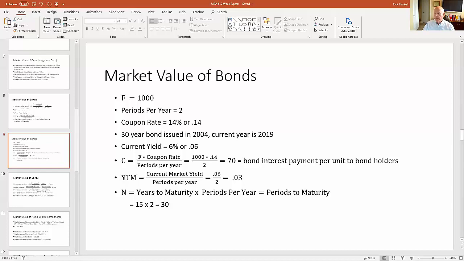Our yield to maturity, which remember is the current yield divided by the periods per year, so 0.06, not 6%, not 14%, but 0.06 divided by 2 gives us a yield to maturity, or YTM value, of 0.03. Now we know that that's synonymous with 3%, but you have to use it algebraically as 0.03. And then our number of years to maturity is 15, and we have 2 periods per year, and so N is going to be 30.